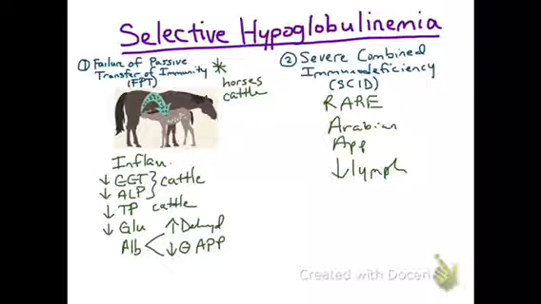But the hypoglobulinemia and the clinical signs of disease don't occur until the maternal antibodies wane. So compared to failure of passive transfer, where you see clinical signs within days or weeks, animals with SCID don't present with clinical disease until they're months of age.